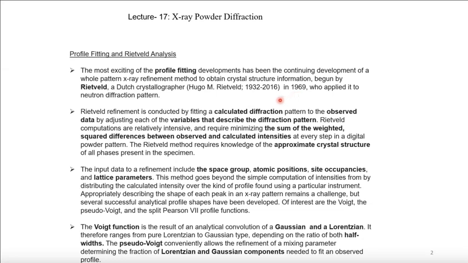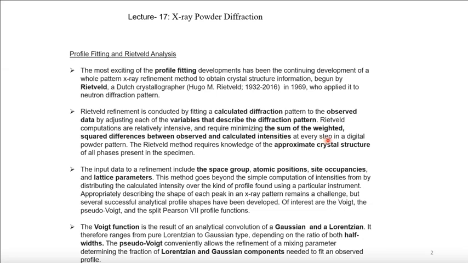We can always calculate diffraction data for any powder. And then we fit this calculated data to the observed X-ray data to verify our model of the crystalline materials. There are variables which we include, and then the sum of weighted squared differences between observed and calculated intensity at every step in a digital X-ray powder pattern is minimized.